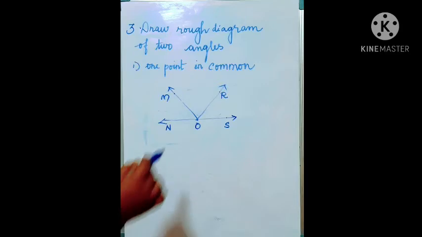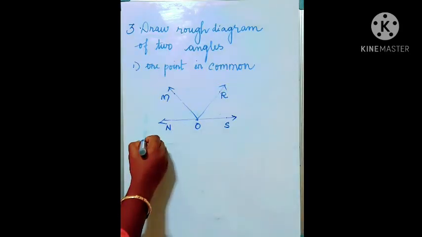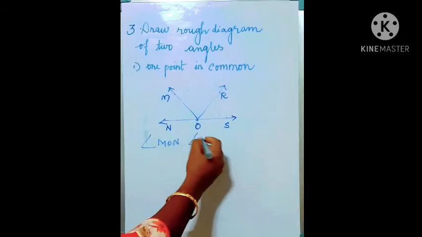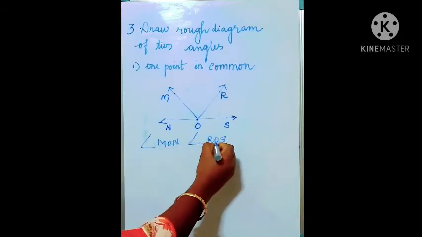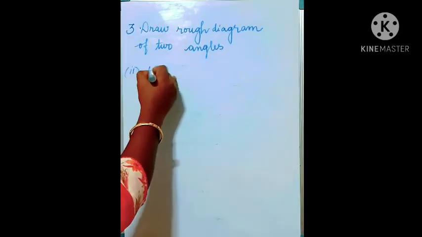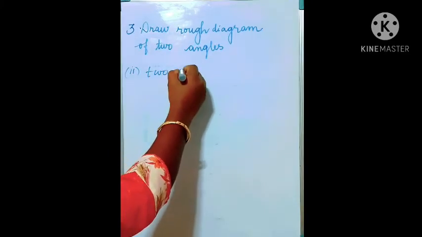So the one common point is O. What are the angles? Angle MON and angle ROS. Here O is the common point. So one point is common. Is it clear? Now, 2 points in common.